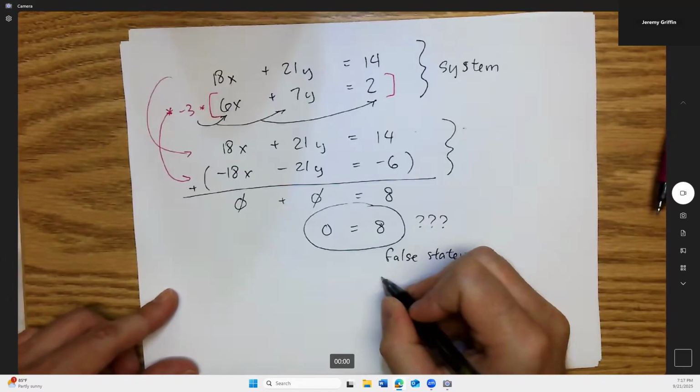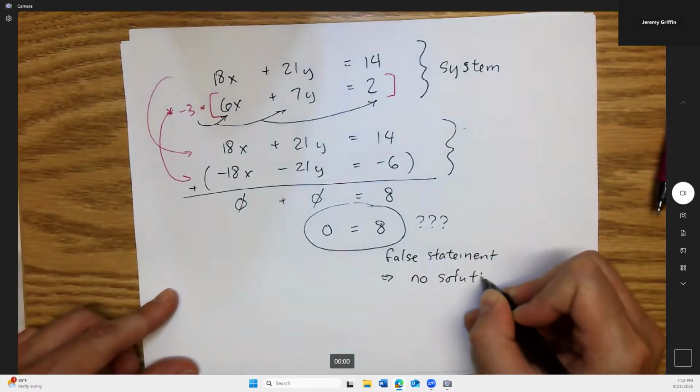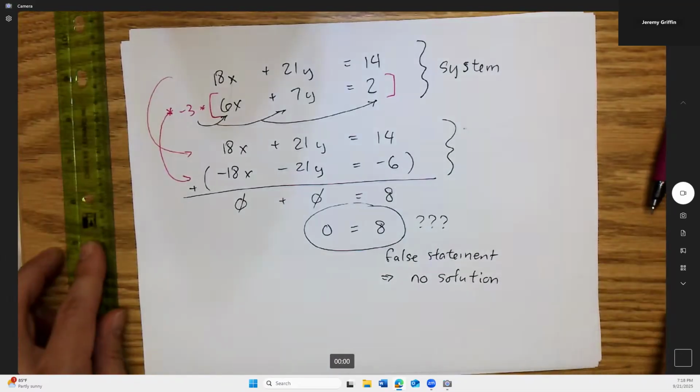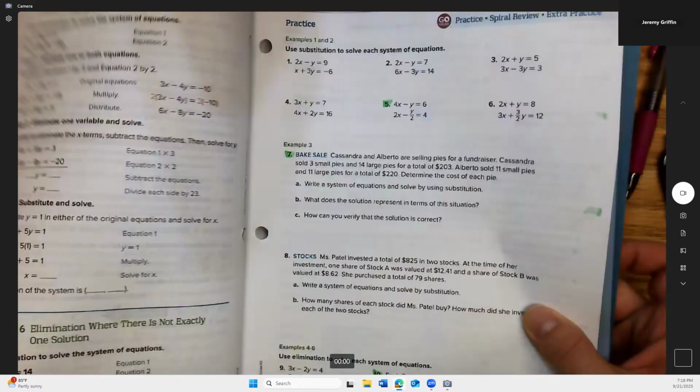Right? And the interpretation is therefore no solution. Okay? So you get parallel lines like that. All right, let's jump into the puzzles.